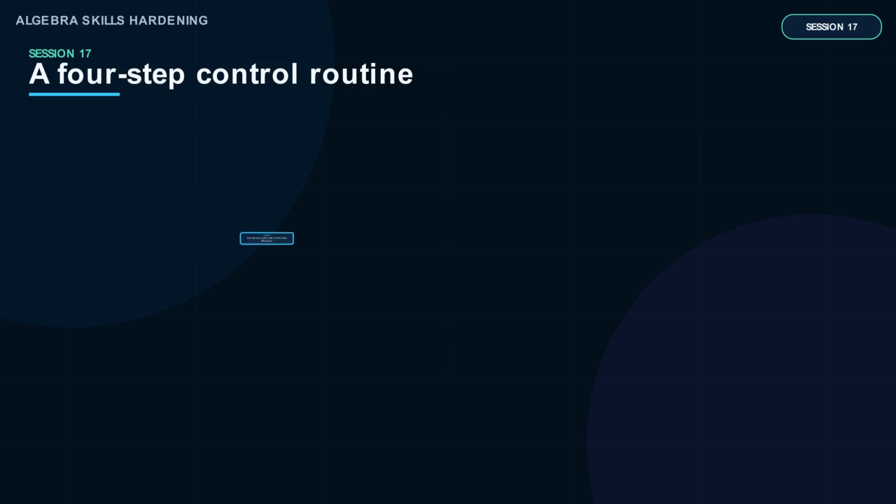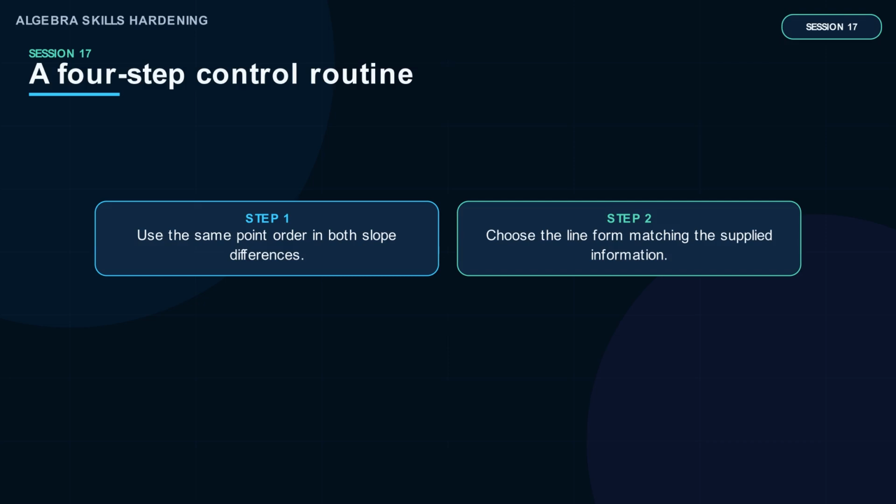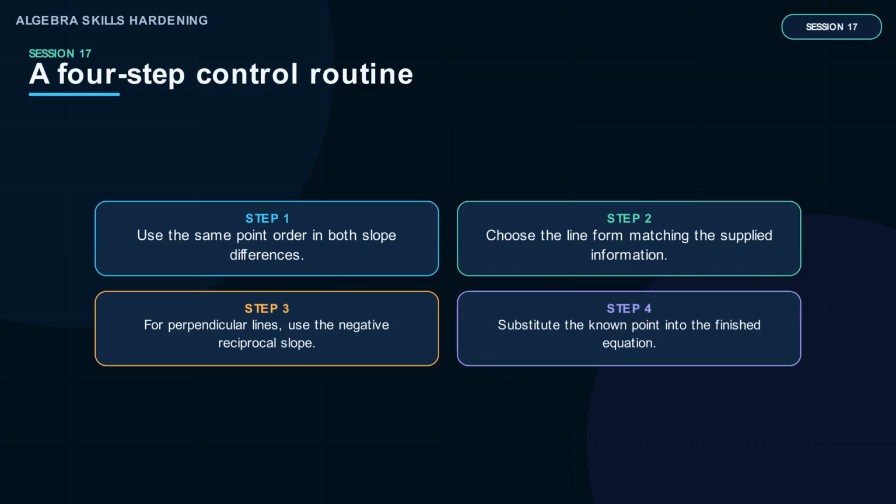Step 1. Use the same point order in both slope differences. Identify the object being changed and the requested result. Step 2. Choose the line form matching the supplied information. Use a separate line so signs, units, and restrictions stay visible. Step 3. For perpendicular lines, use the negative reciprocal slope. Work efficiently without skipping an operation. Step 4. Substitute the known point into the finished equation. Whenever possible, verify with evidence independent of the original working.